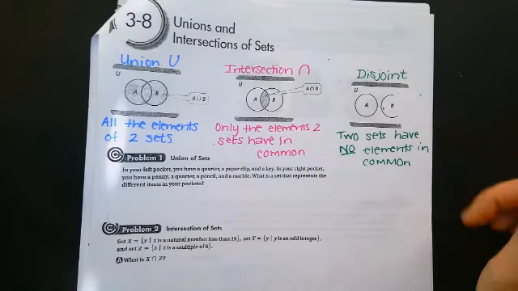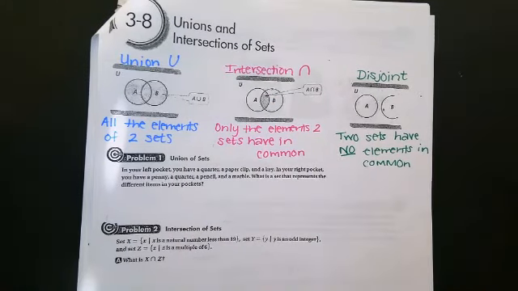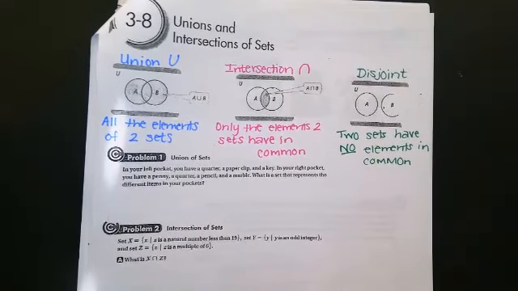And then the last one's called disjoint, and that means that you have two sets, but they have nothing in common. Again, you can pause the video if you need to, but I'm going to jump right into problem 1 here to show us how we're going to do this.